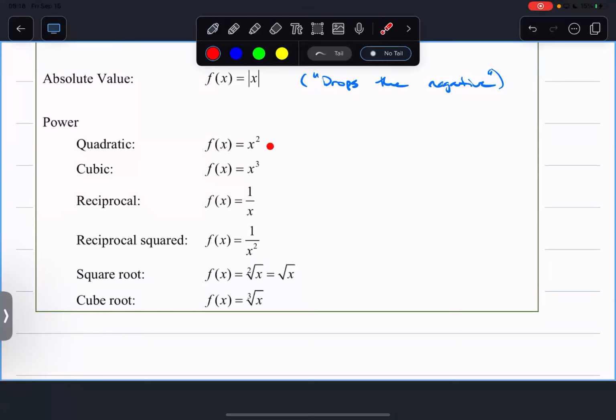We need to recognize a quadratic, right? Any term of x where the highest power is 2 is a quadratic. And maybe I'll jot that down. Highest power of x is 2 is a quadratic. Same thing with 3 is a cubic. And there are names for quartics and things like that.